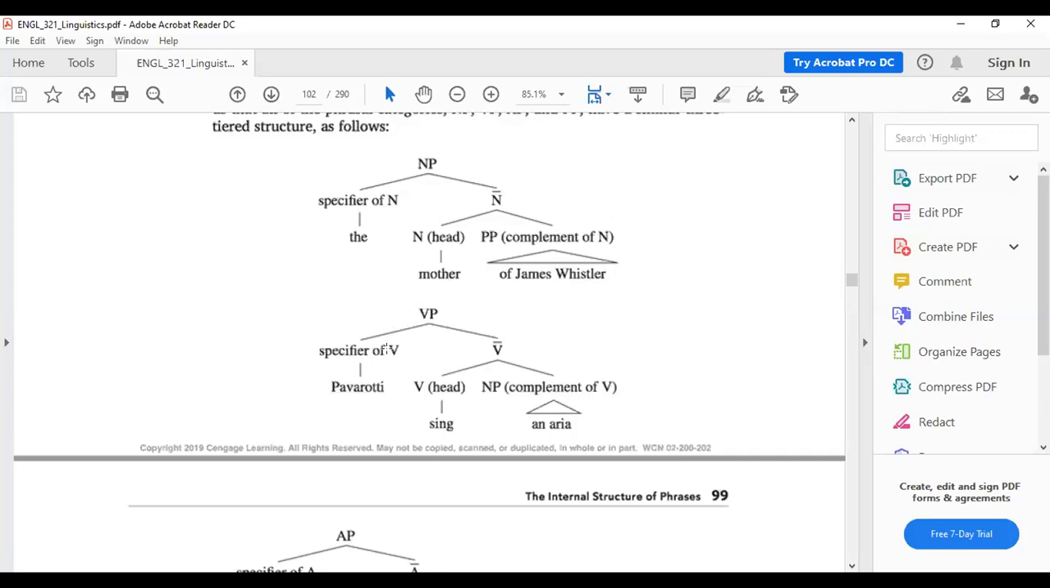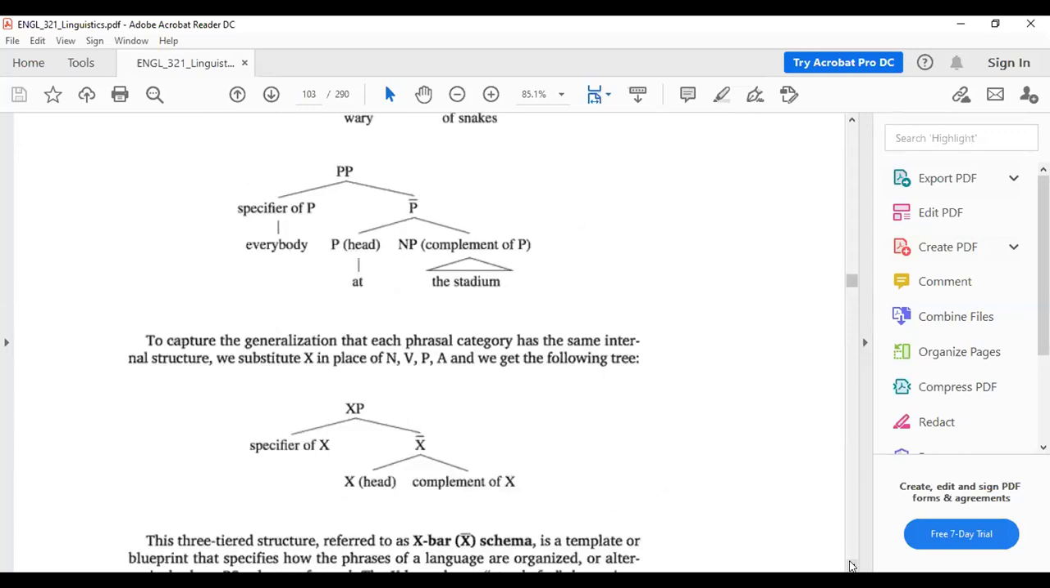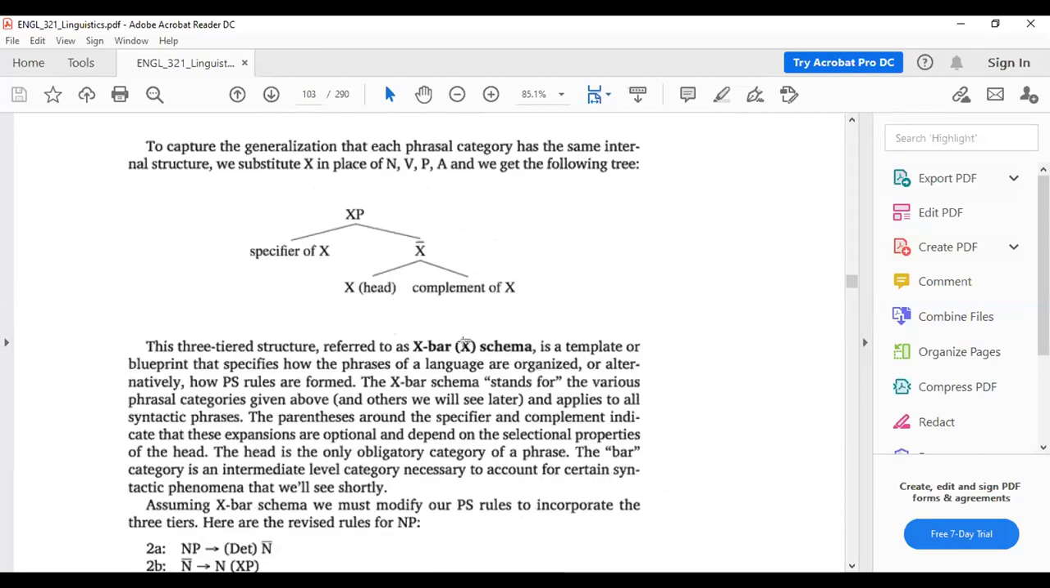Then for the VP, we have the spec of the verb phrase, and then in the V bar, we have the verb, sing, and then we have the complement, which is the object, the NP, and then in the case of adjectives, in the case of adverbs. So this is the new rule for the X-bar schema or X-bar theory. XP gives specifier of X, then X bar, and the X bar here gives head and complement of X. And then he added more rules.